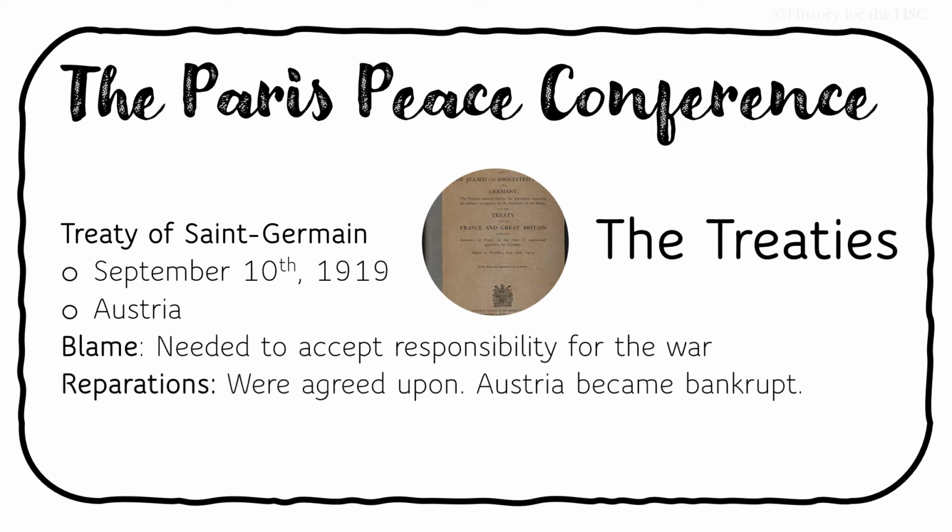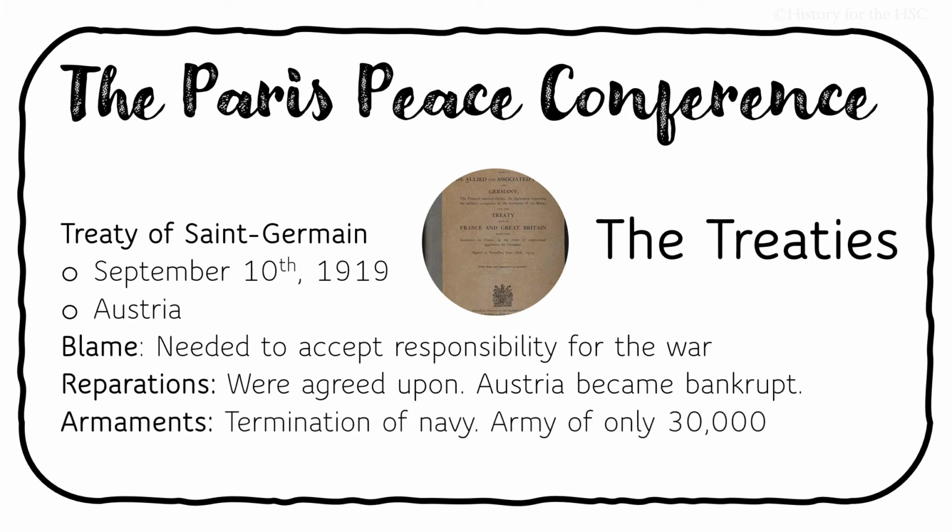In terms of its reparation payments, that is, repayments, a fine effectively for their involvement in the war that would go towards paying pensions and damages, particularly in France, but other nations that had been affected, Austria agreed to reparations payments, so that was going to occur, but Austria became bankrupt. They ran out of money, and so reparation payments were never actually taken. In terms of their army, their navy was completely terminated, and their army significantly reduced to an army of only 30,000, all volunteers, so conscription abolished. Territorially, Austria lost 60% of its pre-war territory.